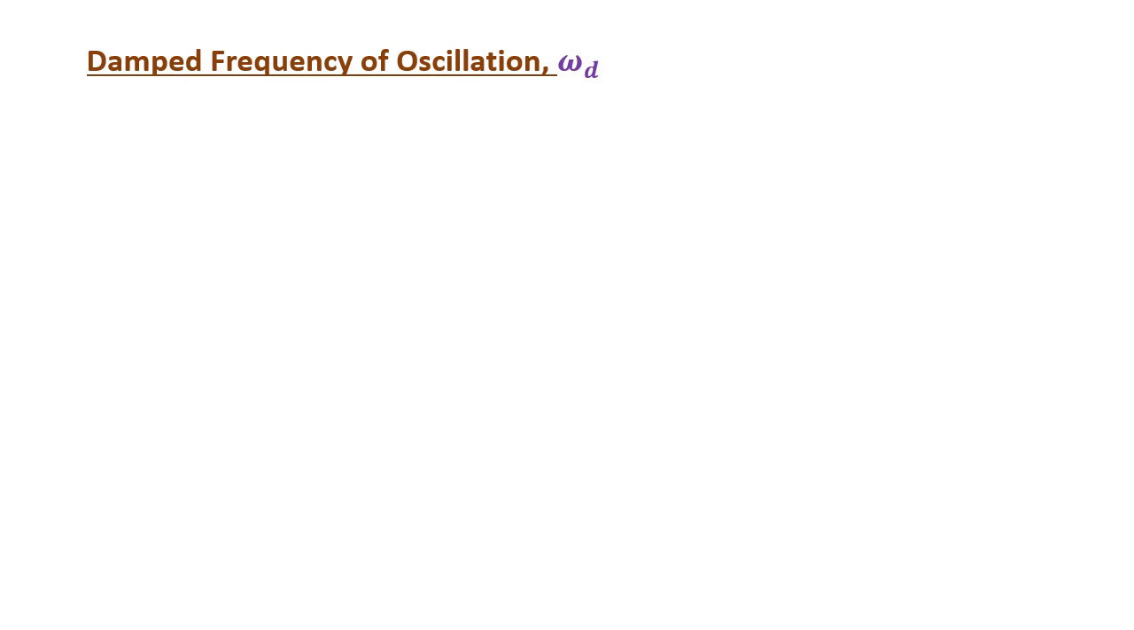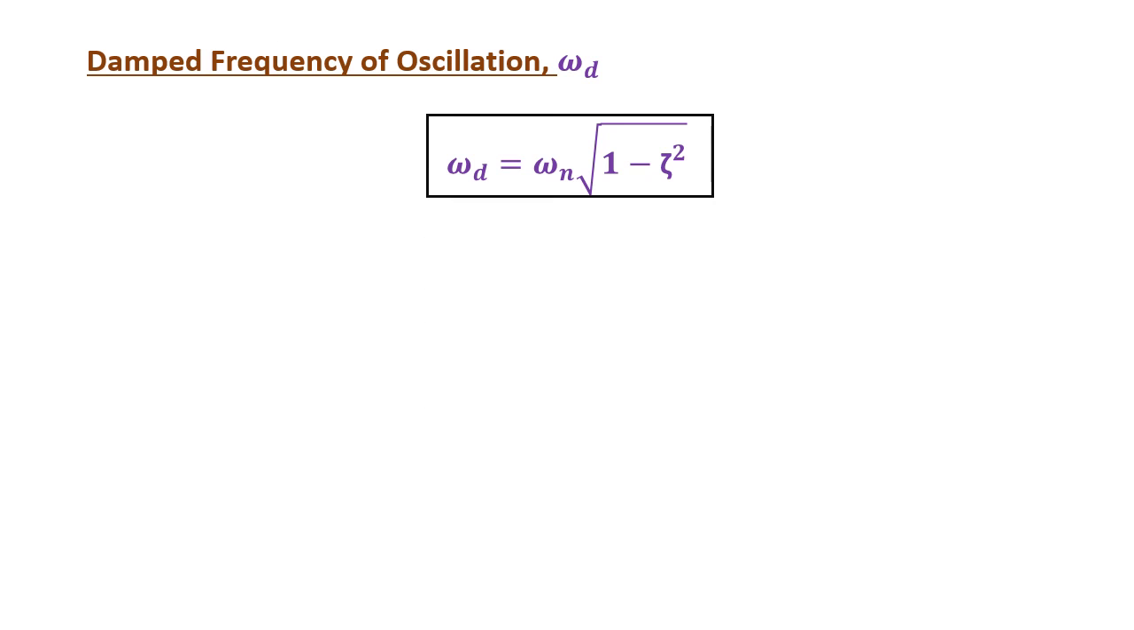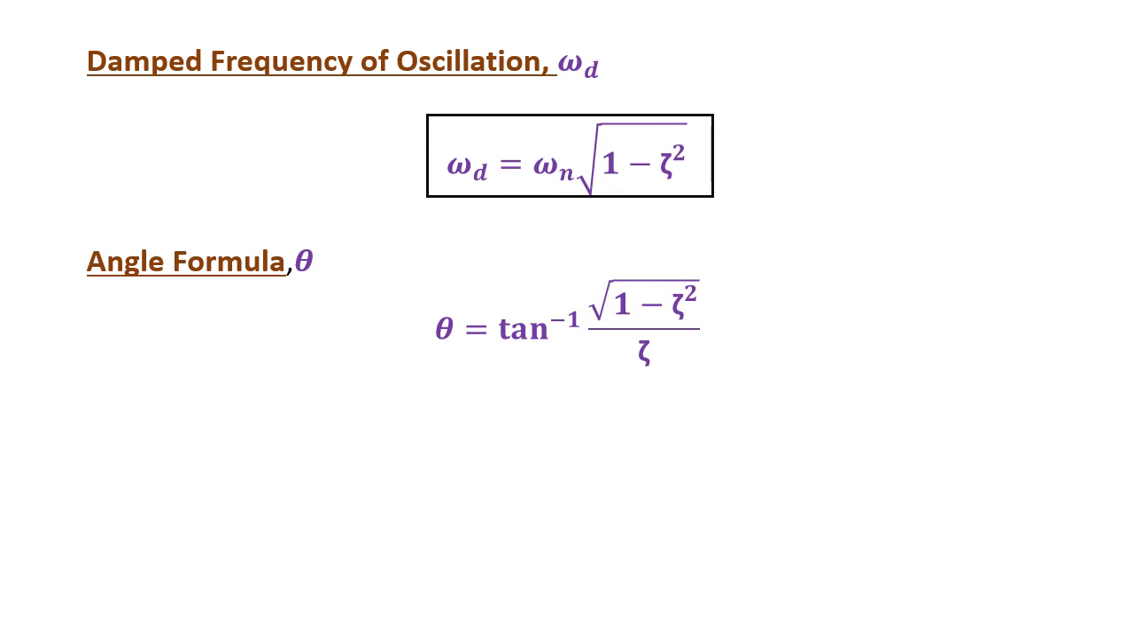We have another notation, omega d, damped frequency of oscillation. We have a separate formula for that too. Omega d is equal to omega n into root of 1 minus zeta square, and theta is also a formula. We have a formula for the value called theta incorporated in our time domain specifications. Theta is equal to tan inverse of root of 1 minus zeta square by zeta. While you are solving your problems, while using the calculator to find the value of theta, your calculator should be in radians mode only, as theta is in radians.